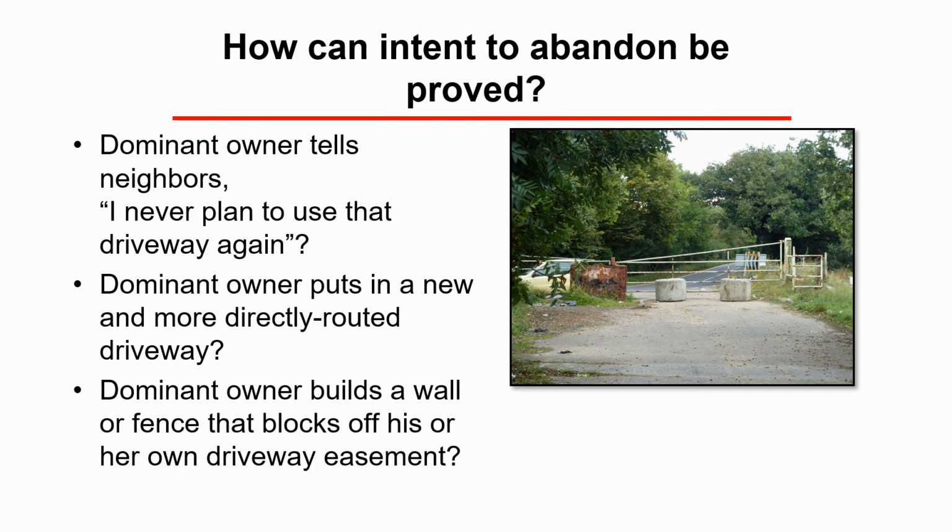Or suppose the dominant owner builds a wall or a fence that blocks off his or her own driveway easement. Well, if you blocked off your easement, that's pretty good evidence that you don't plan to use it anymore. So any of those pieces of evidence will probably work to show that necessary intent to abandon the easement, and the easement then will be terminated.